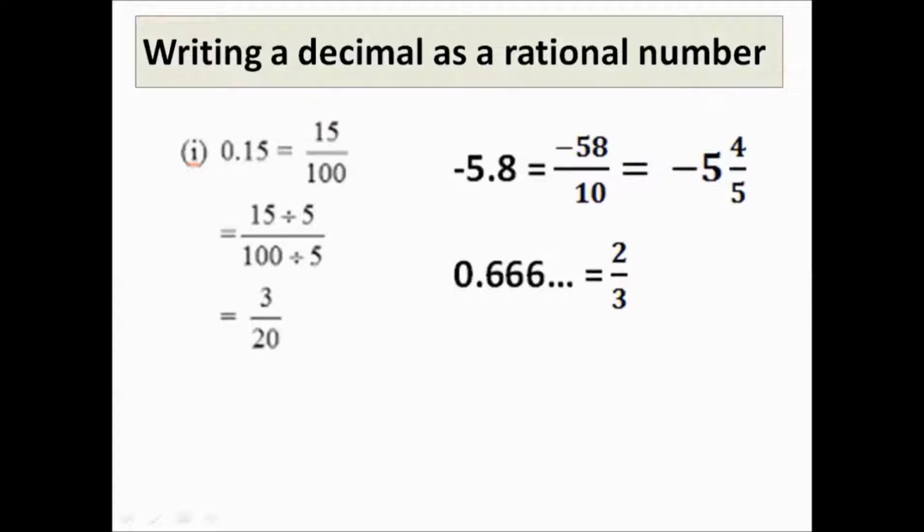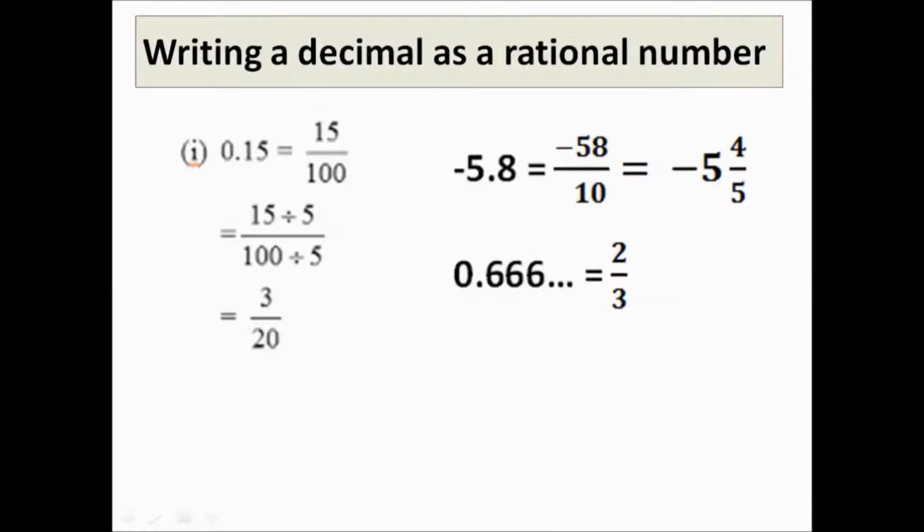Now let's write a decimal as a rational number. Every terminating or repeating decimal can be written in the rational form. For example, 0.15 is equal to 15 by 100, which can be further simplified. The HCF of the numbers 15 and 100 is 5. Let's divide the numerator and denominator by 5 and we get the rational number 3 by 20. Minus 5.8 can be written as minus 58 by 10, which is equal to minus 29 by 5.